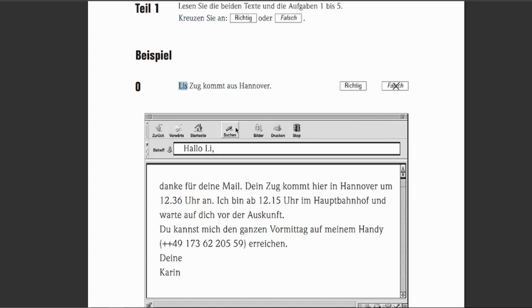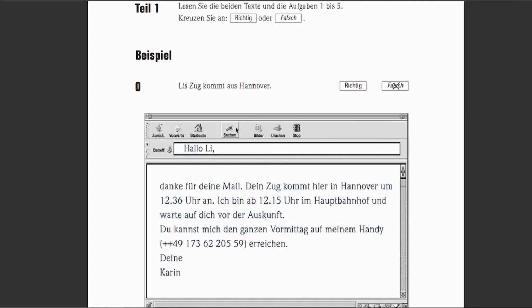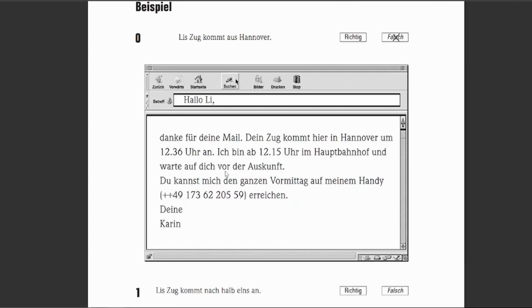The question is Liz Zug kommt aus Hannover. So we have to go through this email content and then find out whether the train is coming out of Hanover. So here the answer seems to be false. So this is how you have to do it together.